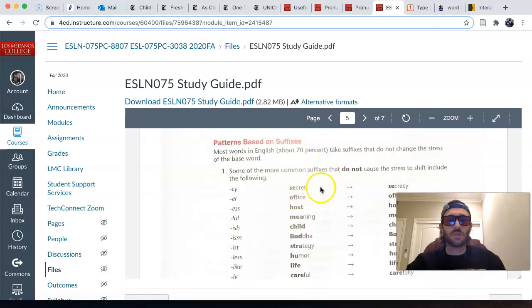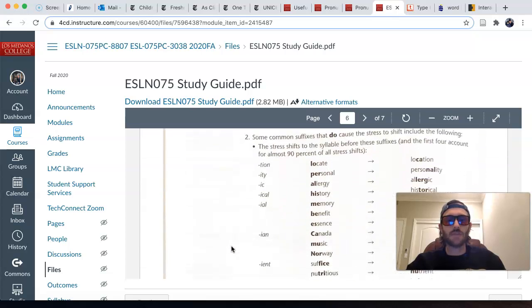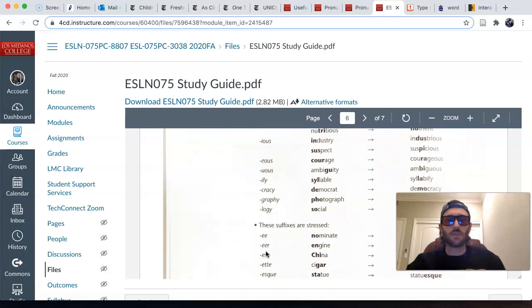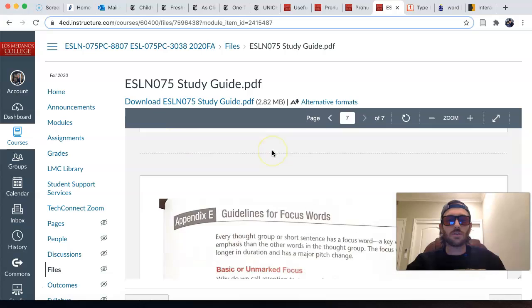Patterns in terms of suffixes, right? Where the syllable stress goes with common suffixes in English. You can use that as a reference. That'll show up a lot in your final exam. Where the syllable stress goes based on the suffix.